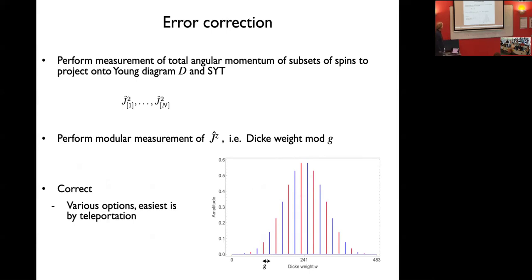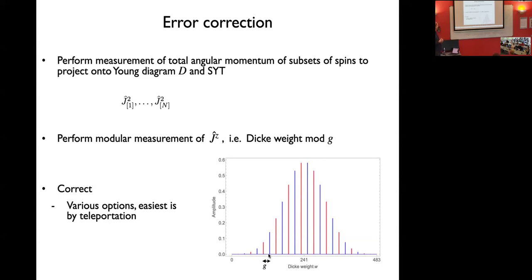So for error correction, what you can do is perform a measurement of the total angular momentum on subsets of spins to project onto a Young diagram and a semi-standard Young tableau. And for a code like this GNU code, what we like to have is a way to measure the JZ operator modulo the distance of the bit flip distance here. So we want a way to measure whether you had a shift in your code, but without acquiring information about this quantum state.